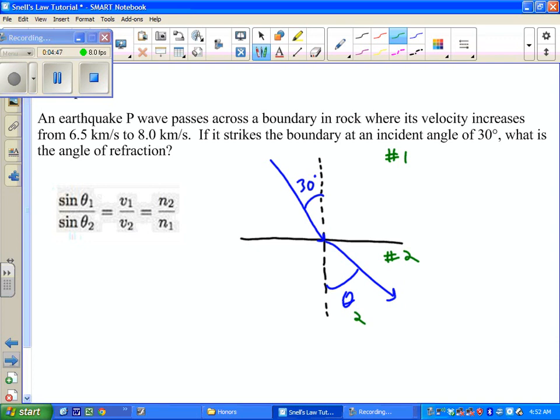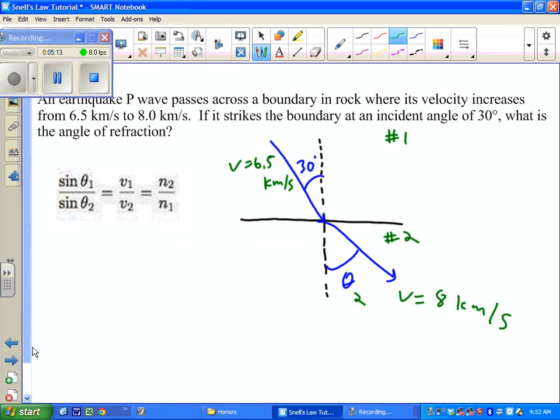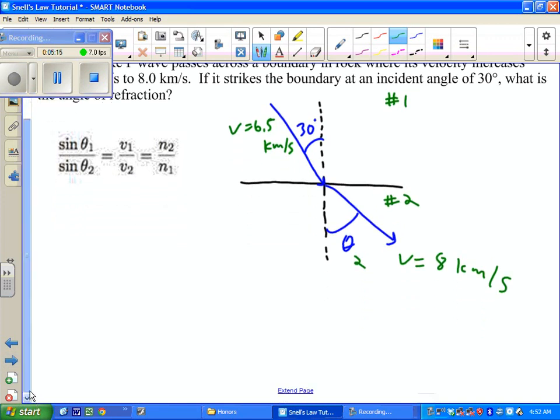And we know the velocity. So the velocity in medium 1, in the first half, is 6.5 kilometers per second. And in medium 2, the velocity is 8 kilometers per second. Always good to have units. So that's our picture. And so now let's put it into our equation.